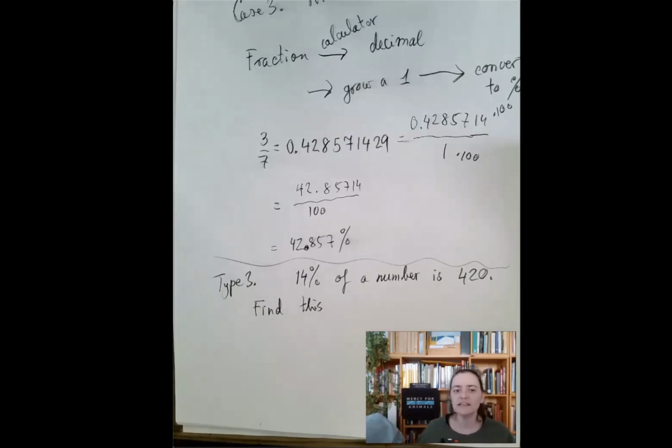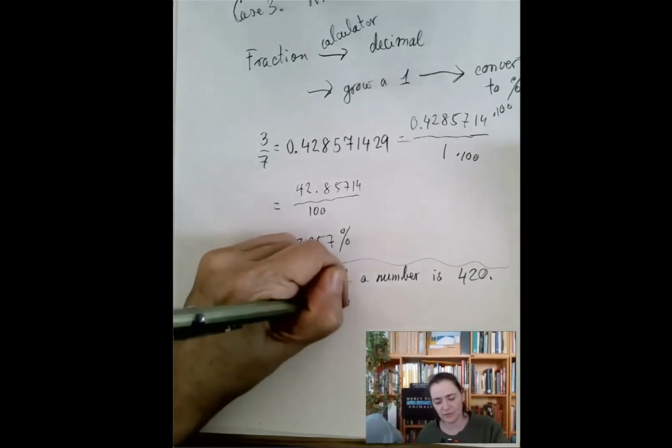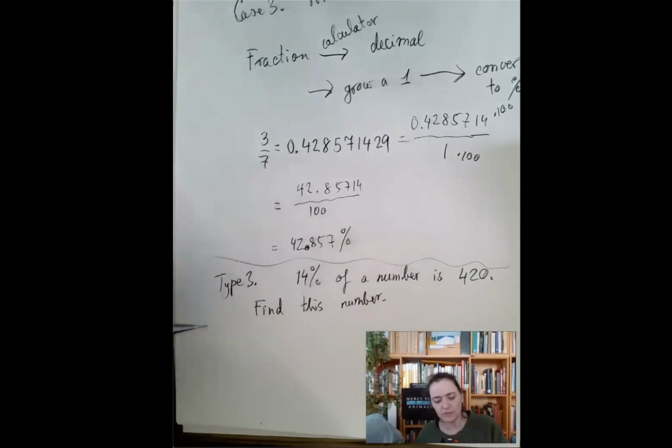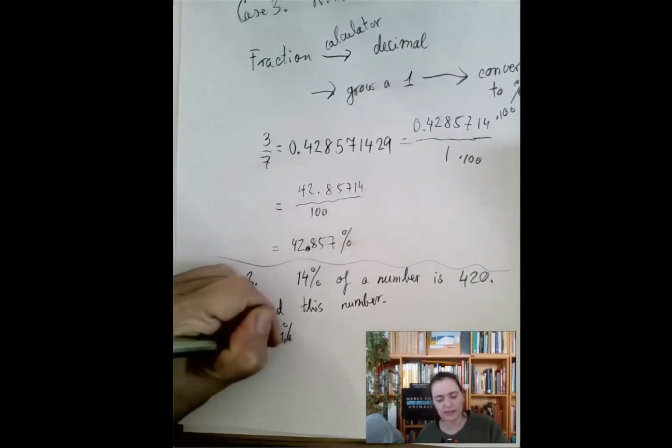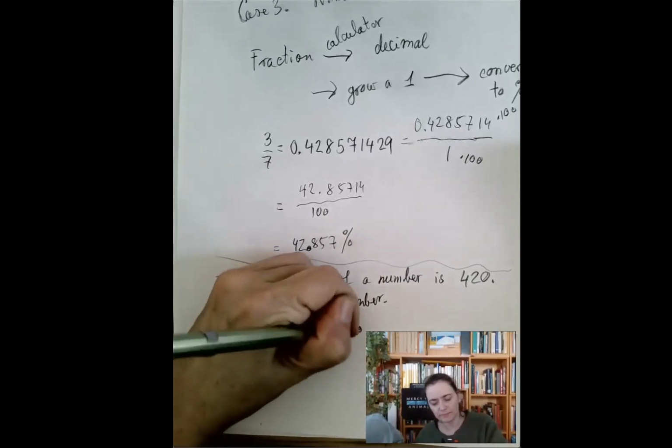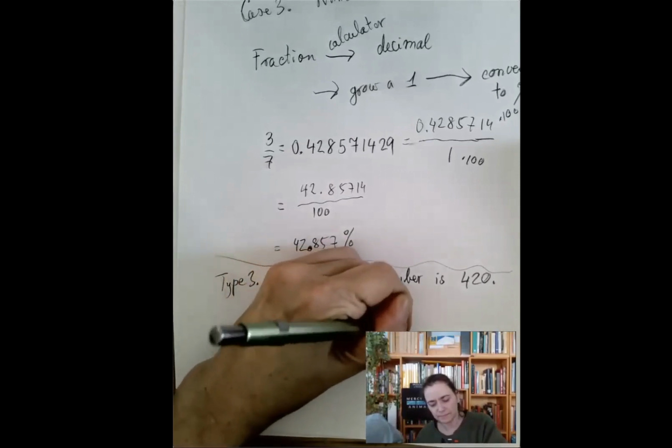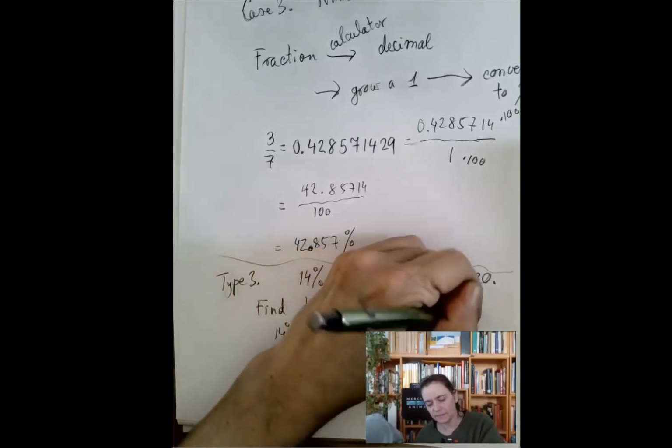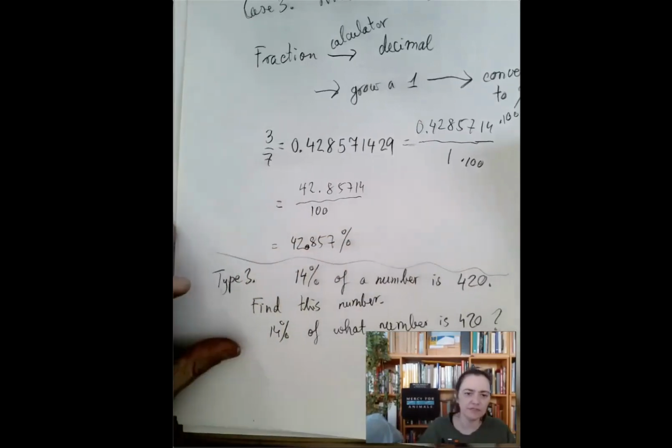So no one is asking you to find something like 42. We're going up, in fact. Find this number. Sometimes you would see something like 14% of what number? These are two different phrasings of the same question.